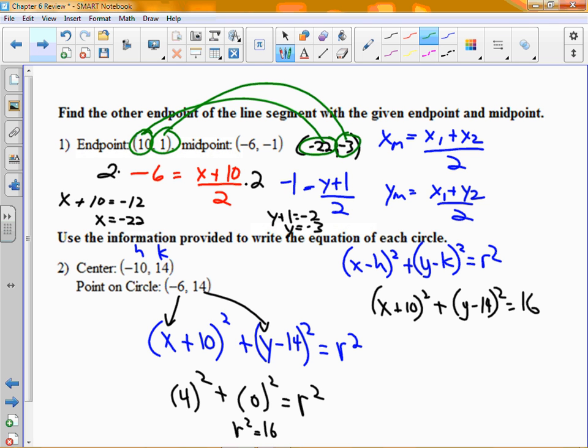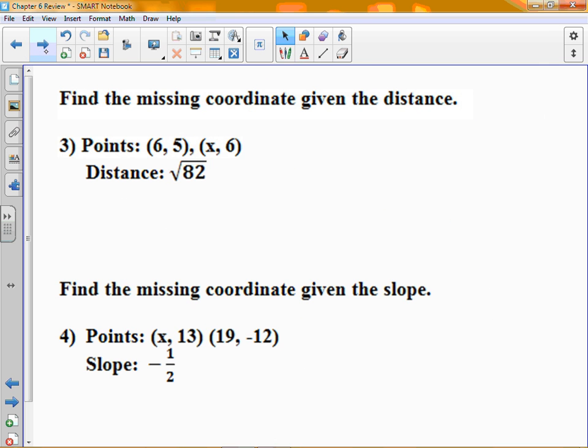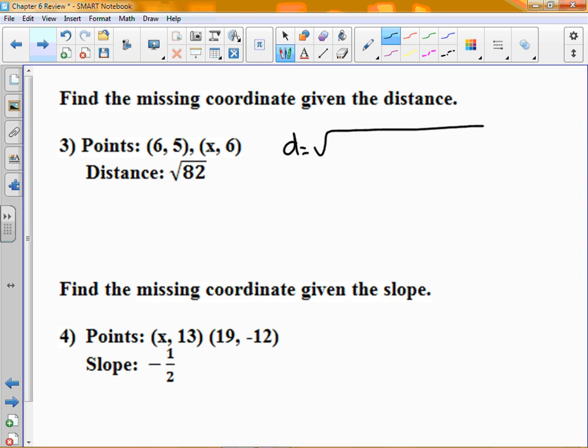The formula does what it's supposed to do. But it only does what it's supposed to do if you plug the numbers into the right place. And the first thing you need to do is make sure you start out with the distance formula correctly. So I'm going to be quiet here for a second and let you try to work these two. I start out with x1 minus x2 squared plus y1 minus y2 squared.